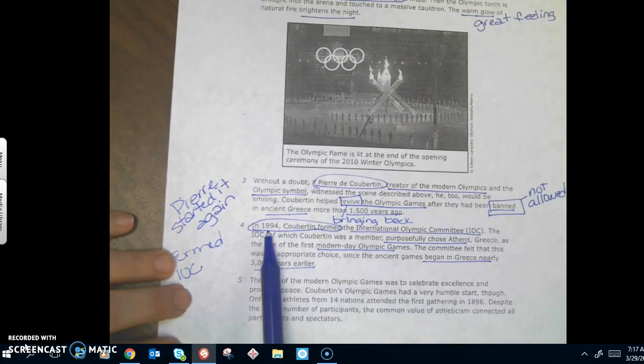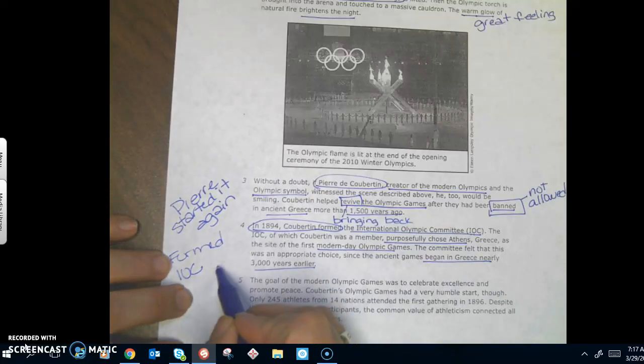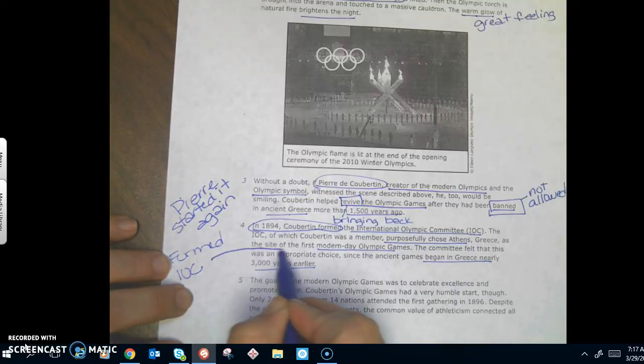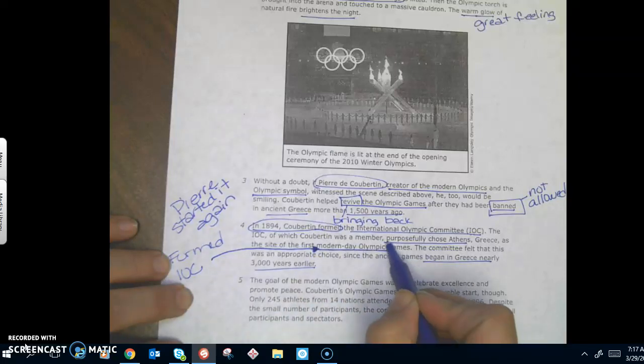Okay, so you should have noted this date, Coubertin formed the IOC, and he purposefully chose Athens for the modern day Olympics because that's where it first started. So I'm just going to make note: this was formed and Athens was chosen. I want to make sure that I know this because that's important. He chose that again.